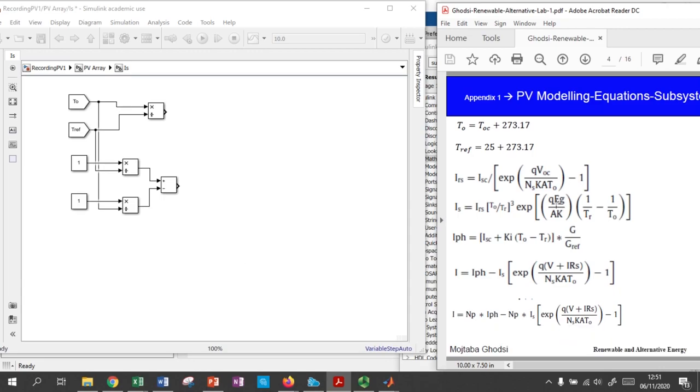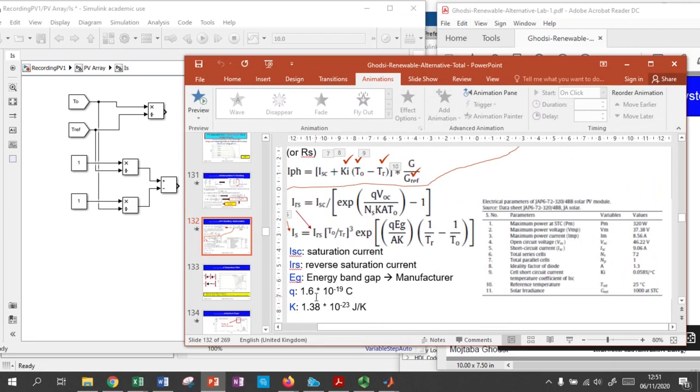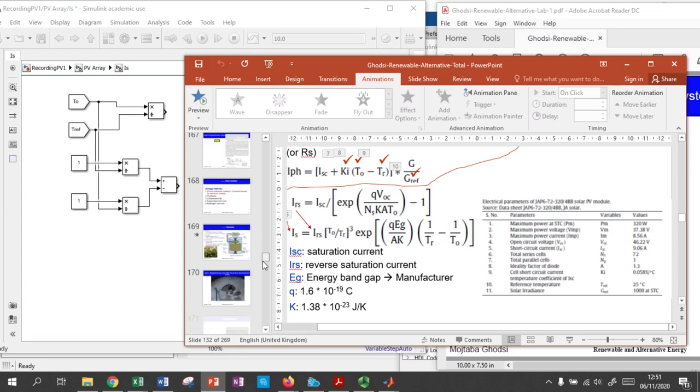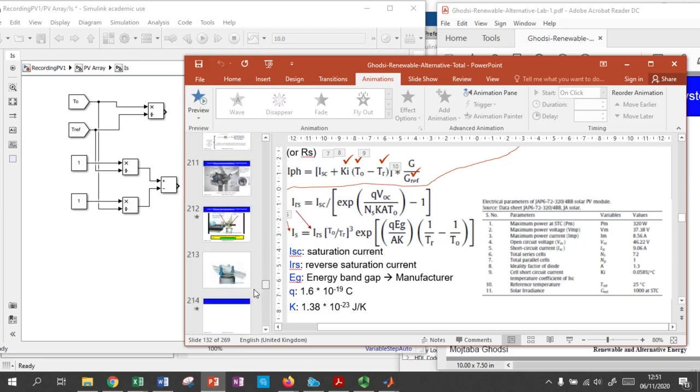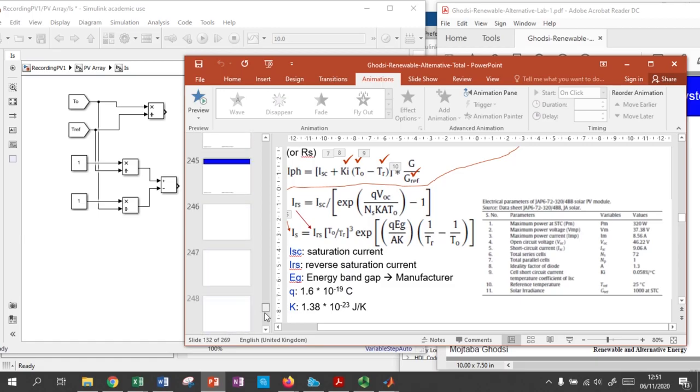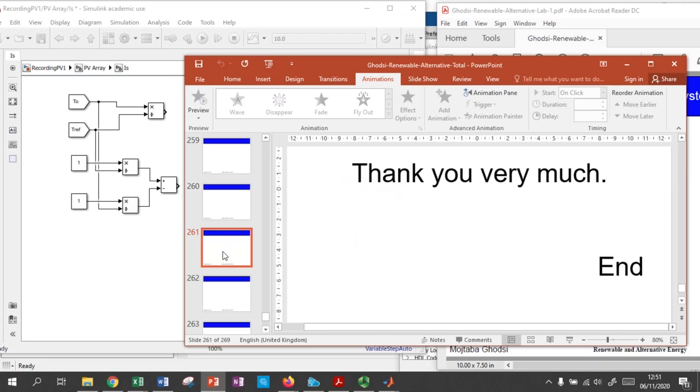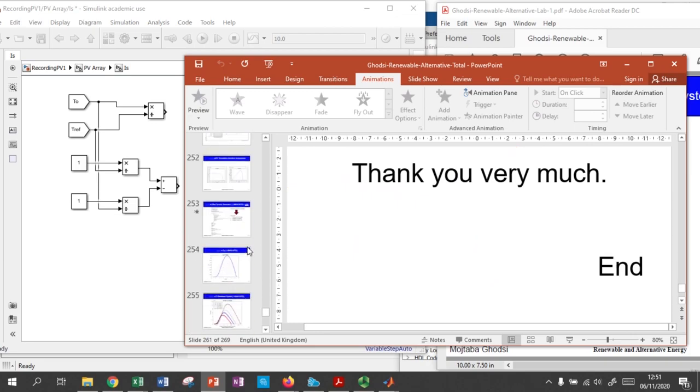QEG. Q is one constant that I showed you before. Its value is 1 over 1.6 times 10 power 19. We have this Q, and we have one EG. EG is the value that normally we can find in the catalog or a data sheet of the producer or manufacturer. Let me explain where we can find it.